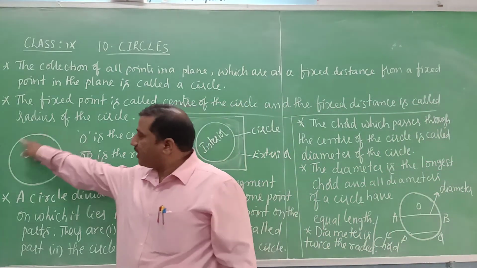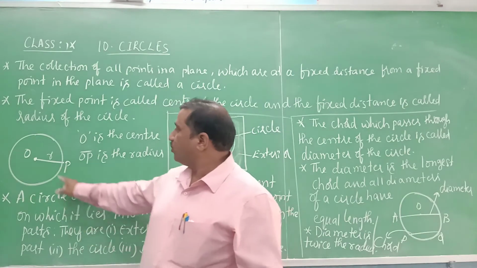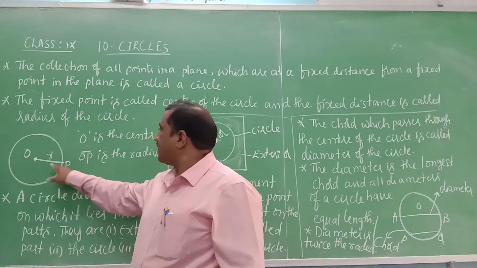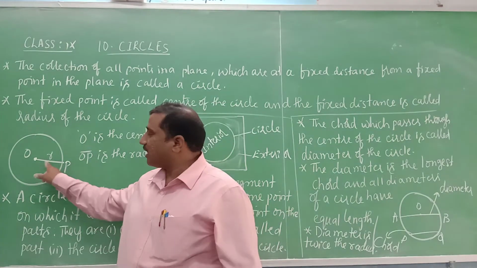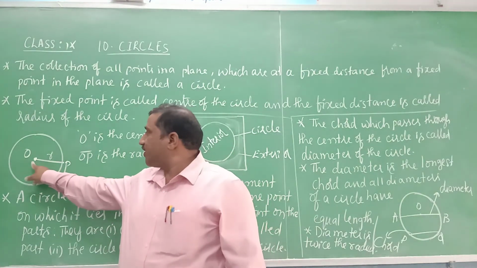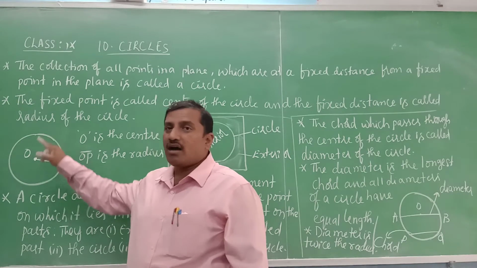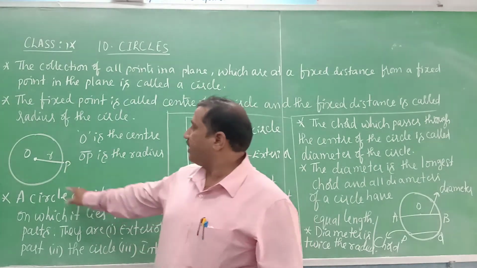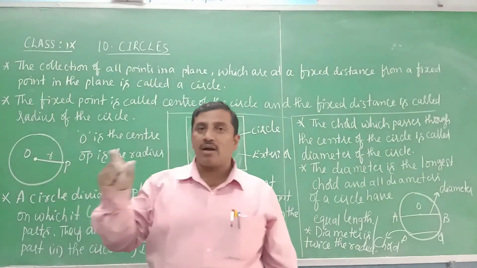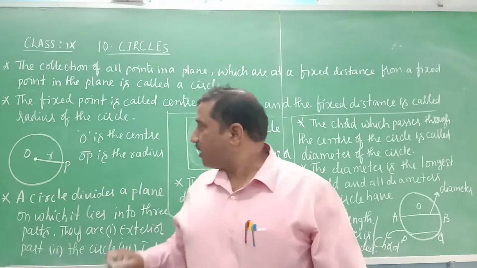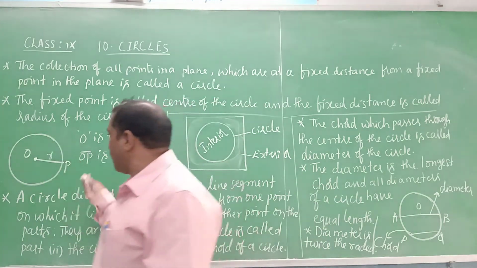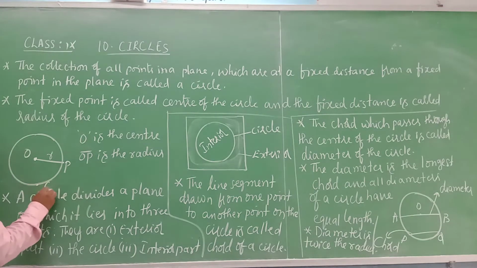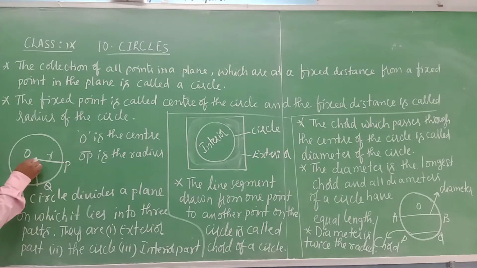Now you see this picture. This is a circle whose center is O, and OP is the radius, the line segment drawn from center of the circle to point P on the circle. So here point O, that is center of the circle, is a fixed point. And the distance from O to P or any point on the circle, even if you take Q, OQ, or even if you take OR.